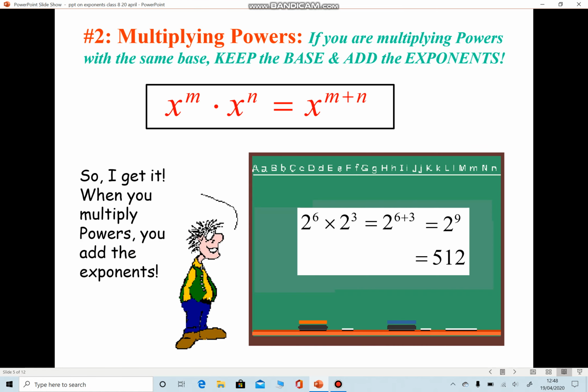Okay, now the first important law is that when we are multiplying powers with the same base, keep the base and add the powers. x raised to the power m multiplied by x raised to the power n is equal to x raised to the power m plus n. So, have a look here, 2 raised to the power 6 plus 3, 2 raised to the power 9, and this is the final value of the number.